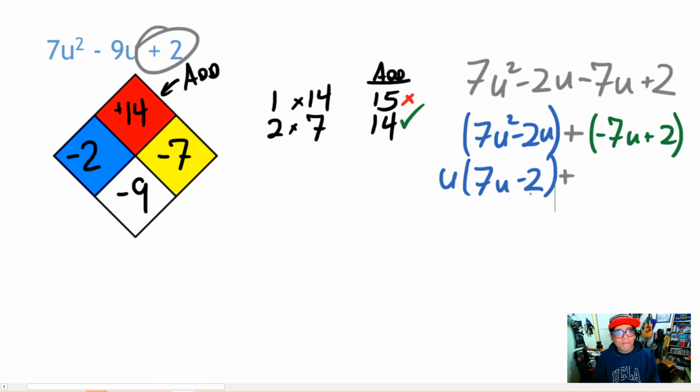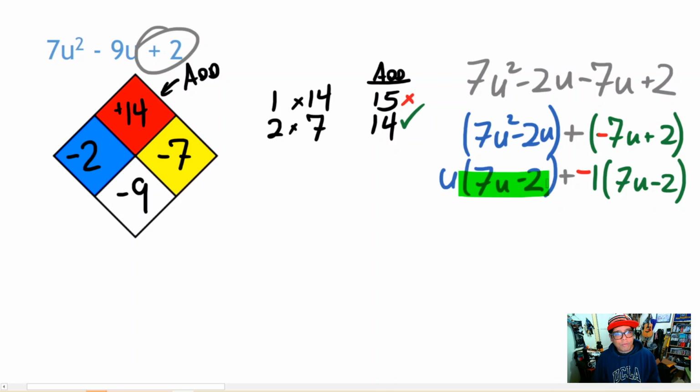Now the green factoring group starts with a minus 7u. So I have to factor out that minus sign. Negative 7u and 2, it doesn't look like I can actually factor anything out of them. So I'm just going to factor out a 1. That's what you do if there's nothing that you can factor out of it. So if I factor out that minus 1, I get 7u minus 2.